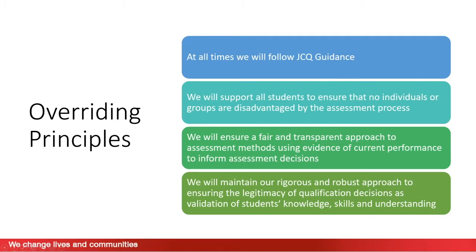Throughout this whole process, we have got some overriding principles that we want to stick to at all times, and I just want to go through those with you. So at all times, we will follow JCQ guidance. JCQ is the Joint Council for Qualifications, and they are the body that set all of the guidance and all of the rules and regulations around qualifications generally, but specifically around the teacher assessed grade process. One of our key and most important overriding principles is that we will support all students to ensure that no individuals or particular groups are disadvantaged by this assessment process.